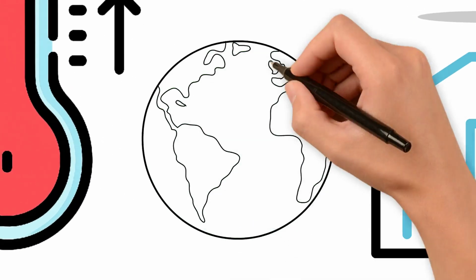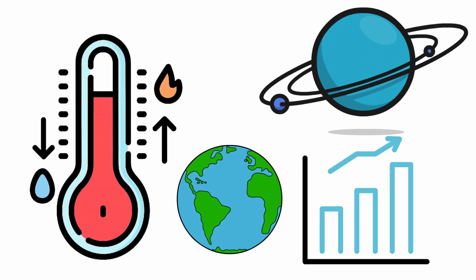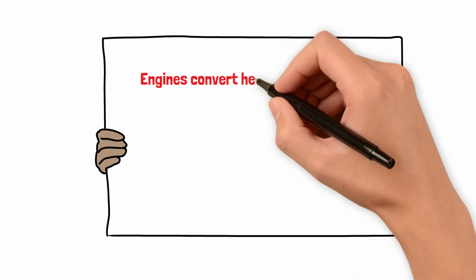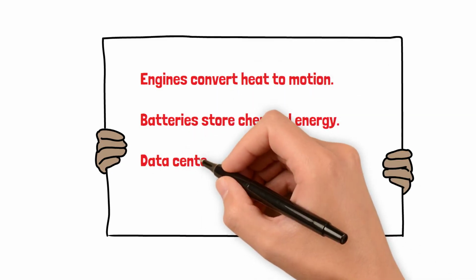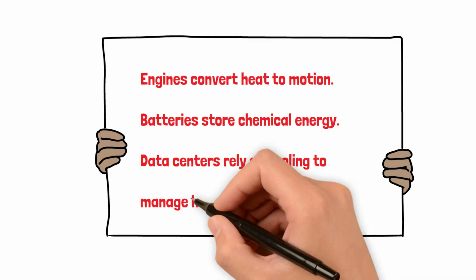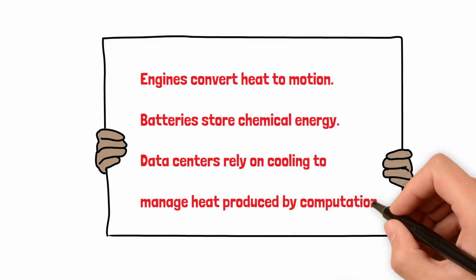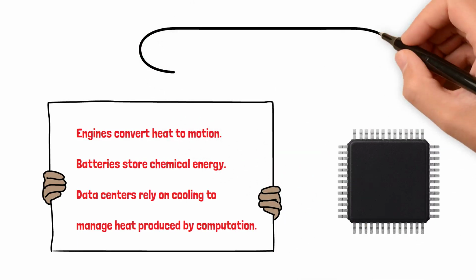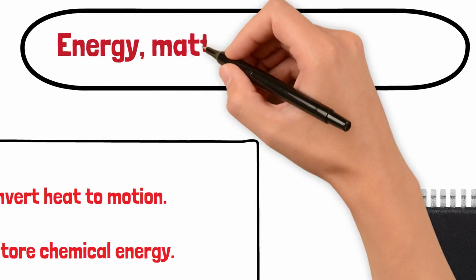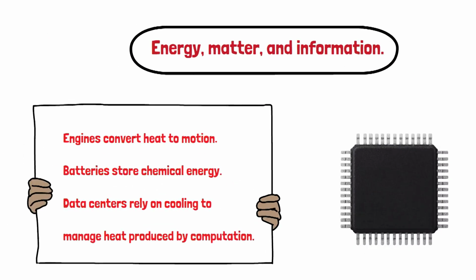On Earth, these same laws power everything we build. Engines convert heat to motion. Batteries store chemical energy. Data centers rely on cooling to manage heat produced by computation. From cosmic scales to microchips, thermodynamics governs the balance between energy, matter, and information.